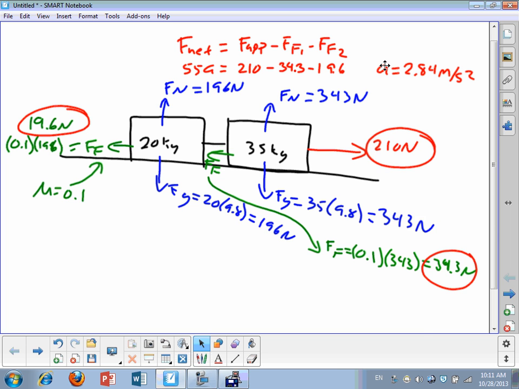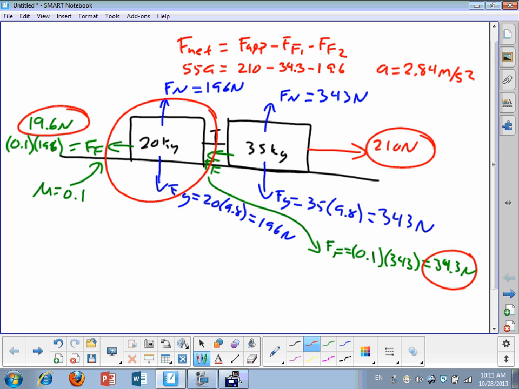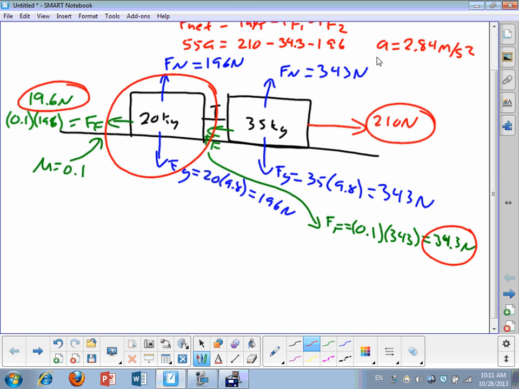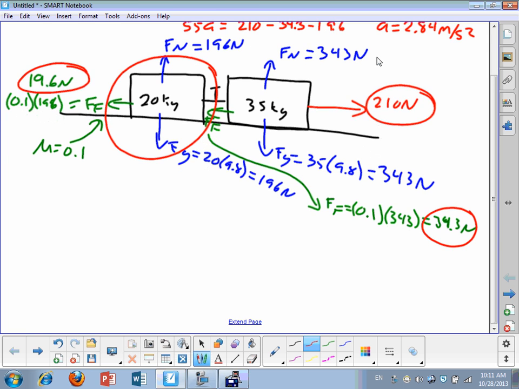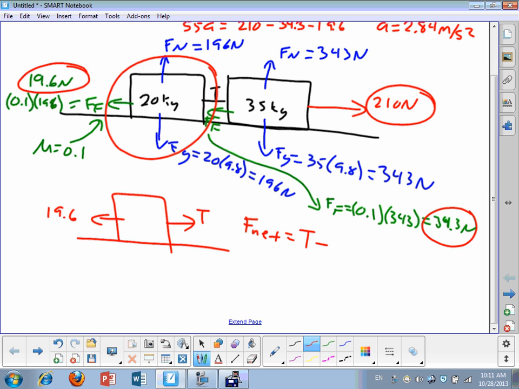Now, if I wanted to find the tension between these two objects, it's important for me to circle one object and think about all the forces acting on it. So we look at just that object and the forces acting upon it. This direction, I have a force tension. This direction, I have a force friction. The force net for that object will be the tension minus the force friction.